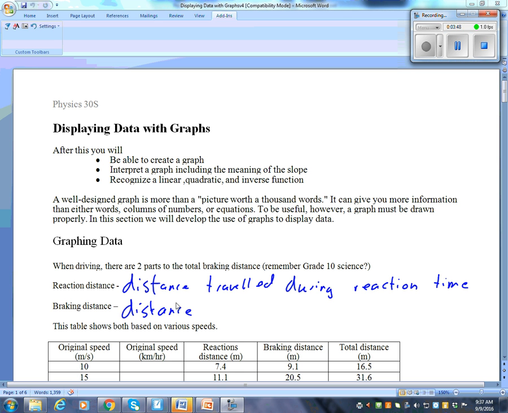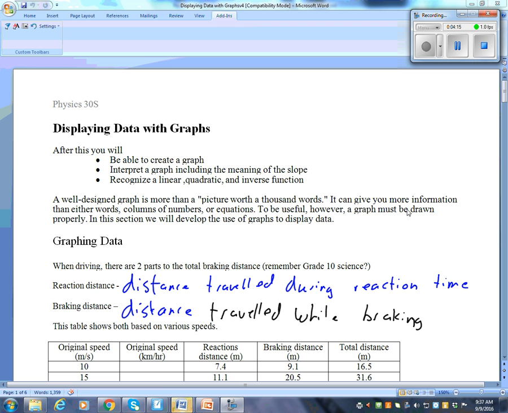It's the distance traveled while braking. Please notice that braking, referring to your car brakes, is B-R-A-K-I-N-G, not B-R-E-A-K. That's like when your car falls apart. So it's the distance traveled while braking.